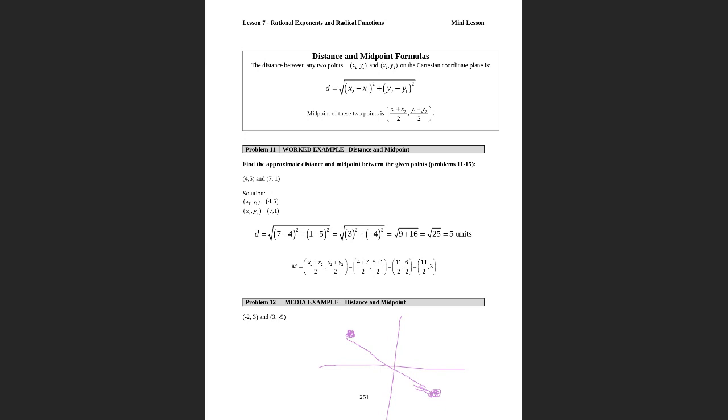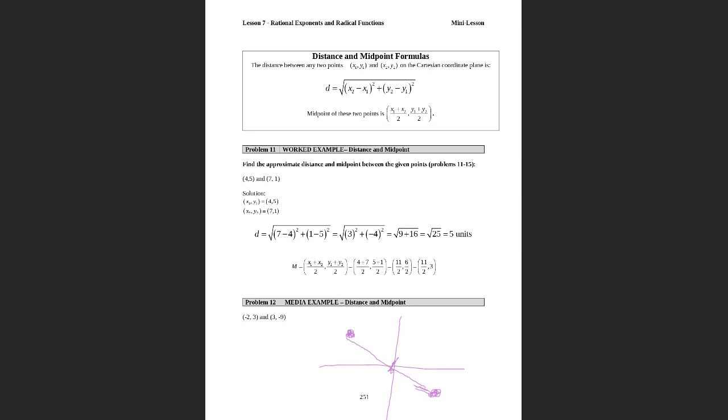Now, if you want to find the midpoint, let's say this is the middle point. How do you do that? There is a formula for doing that. So all we are saying is, what is the distance between 2 points, and how can I get the middle point, or the midpoint, of these 2 points?